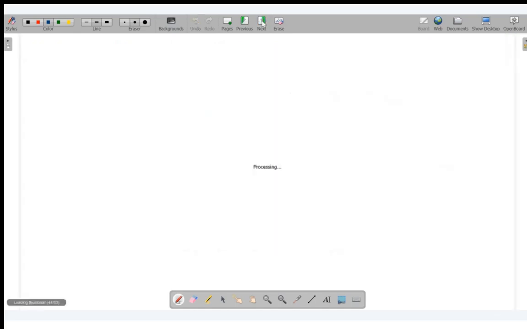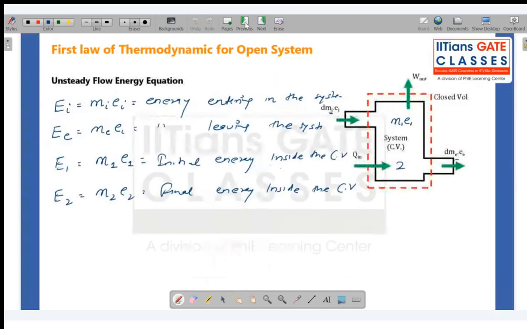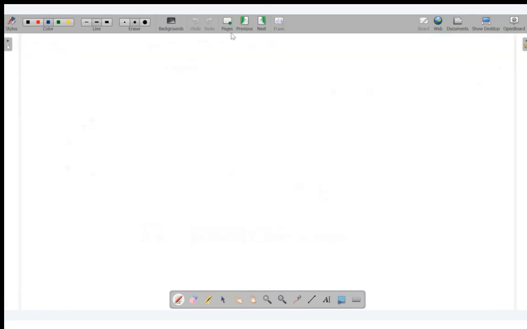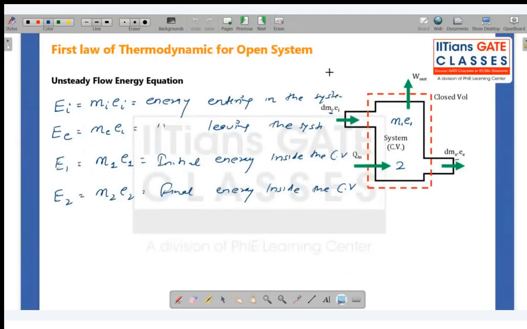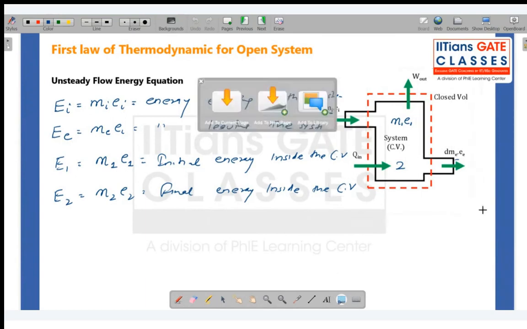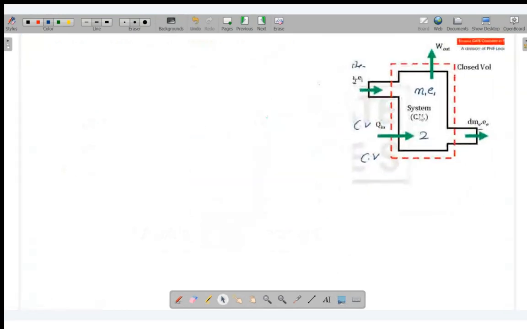Now, as I said, I have exhausted the pages previous. So, as I already explained to you, when I apply the first law, I will get energy in equals energy out plus change of energy of the system.